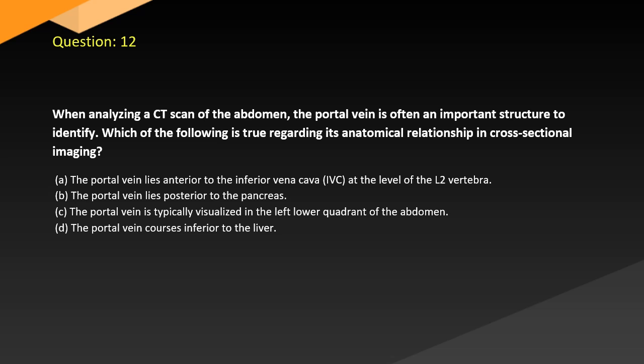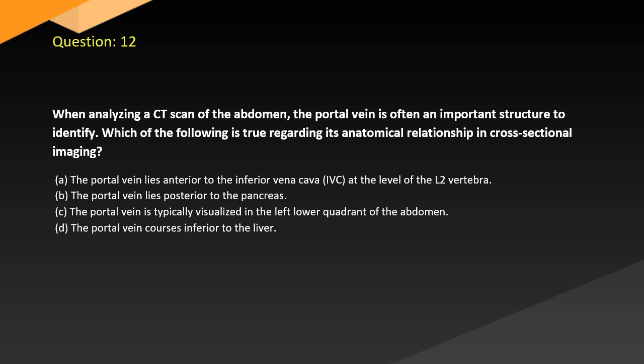Question 12. When analyzing a CT of the abdomen, the portal vein is often an important structure to identify. Which of the following is true regarding its anatomical relationship in cross-sectional imaging? A. The portal vein lies anterior to the inferior vena cava at the level of the L1 vertebra. B. The portal vein lies posterior to the pancreas.